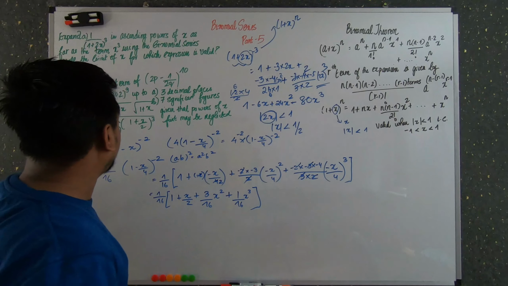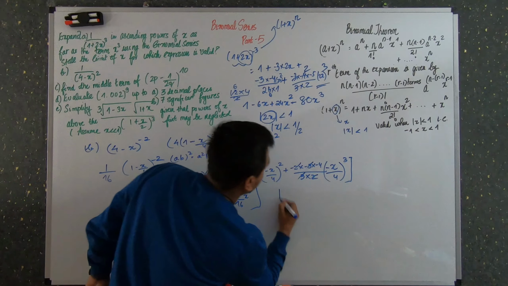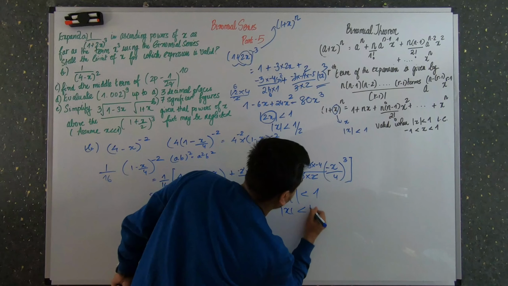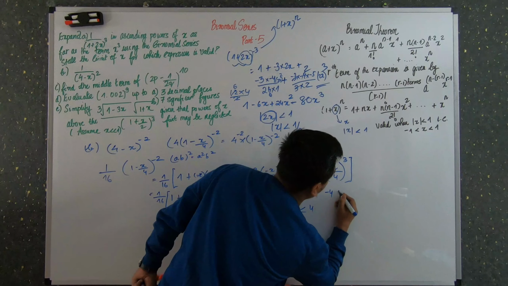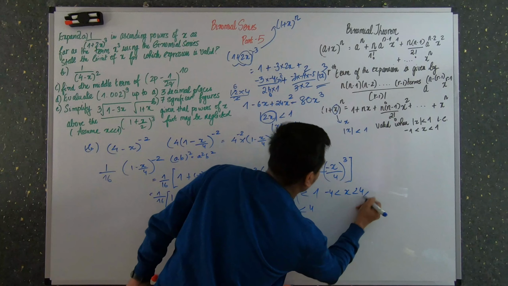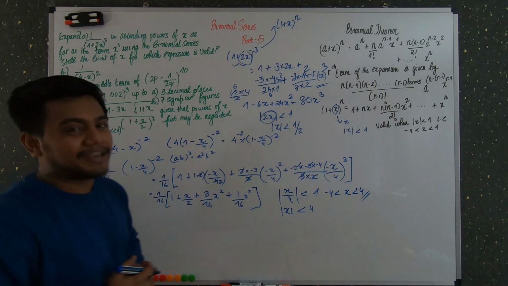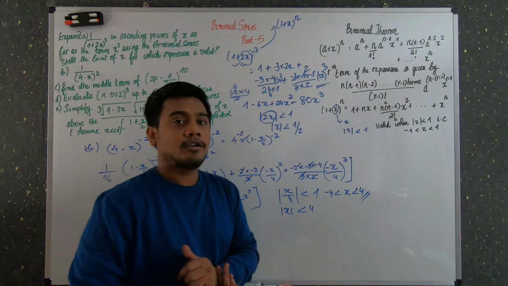Again you have to state the limit of x. So that is mod x by 4 is less than 1, that is mod x is less than 4, that is the value of x lies between 4 and minus 4. So this is the limit for the second problem. I hope it's very clear. It was easy, right? So that's it.